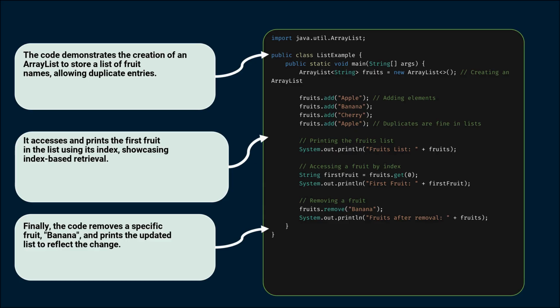For example, we retrieve the first fruit in the list, demonstrating how we can navigate through our collection conveniently. Finally, we showcase the removal of an element with the remove method, illustrating how dynamic resizing allows us to modify our list easily. This practical example emphasizes the flexibility and efficiency of the list interface in handling groups of objects.